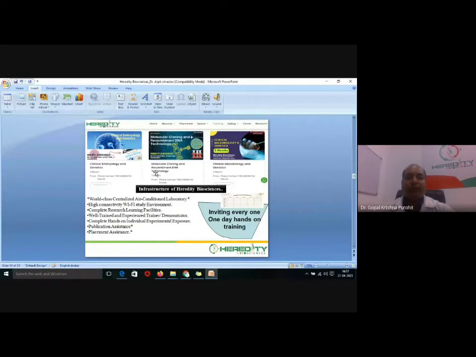We have a well-established, world-class laboratory available and a complete research learning facility, with one-to-one guidance given to the students, well-trained and experienced trainers and demonstrators for individual experiment exposure, and publication assistance to the students, but students should be writing the publication. We are assisting with how to write it, and placement assistance to all the students.